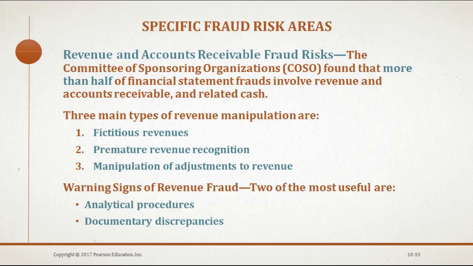The Committee of Sponsoring Organizations, or COSO as it is known, found that more than half of financial statement frauds involve revenue and accounts receivable and related cash. The three main types of revenue manipulation are fictitious revenues, premature revenue recognition, and manipulation of adjustments to revenue. Many potential warning signals or symptoms indicate revenue fraud. Two of the most useful are analytical procedures and documentary discrepancies.